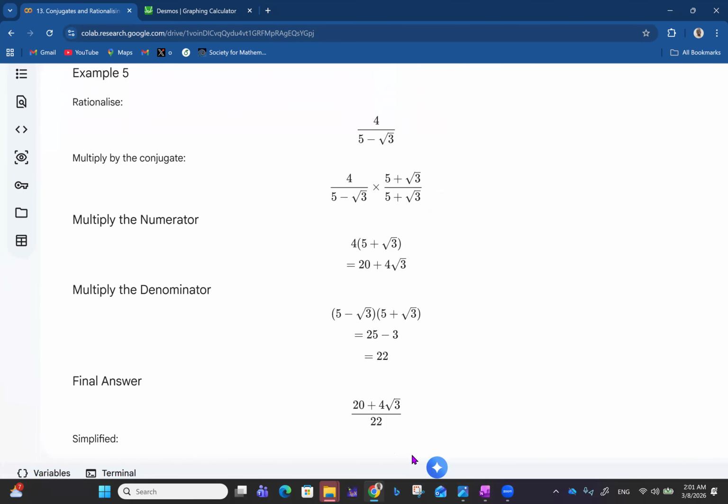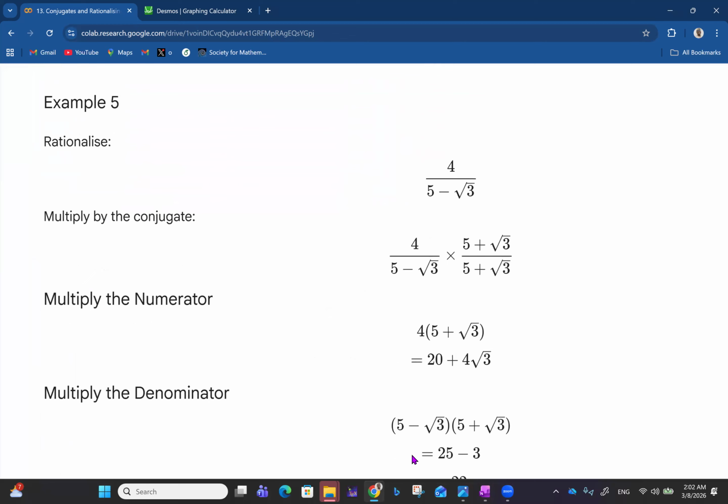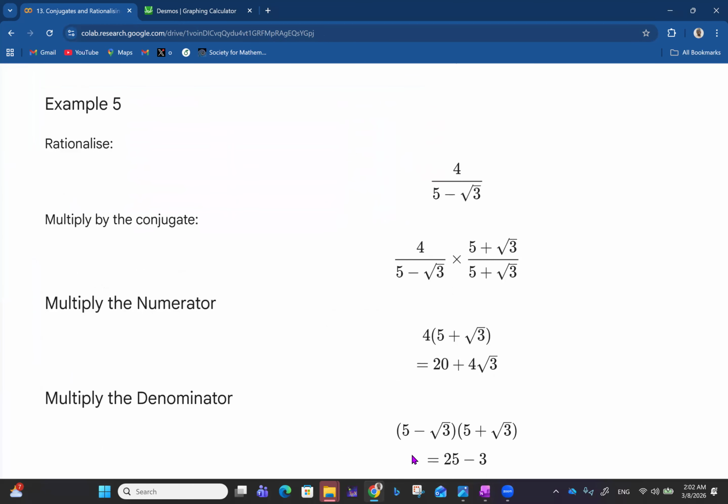Okay, so for example 5 now, let me just go step by step here. Imagine you have 4 over 5 minus root 3. The conjugate of 5 minus root 3 is 5 plus root 3. So you multiply to make sure you don't tamper with this form. You have 4 over 5 minus root 3 times 5 plus root 3 over 5 plus root 3. So you then have 4 into 5 plus root 3 all over 5 minus root 3 into 5 plus root 3.